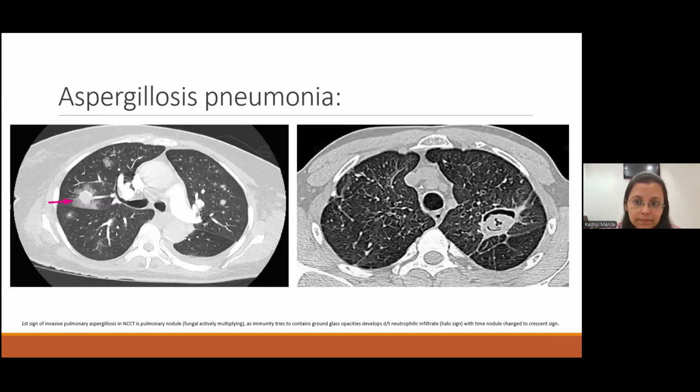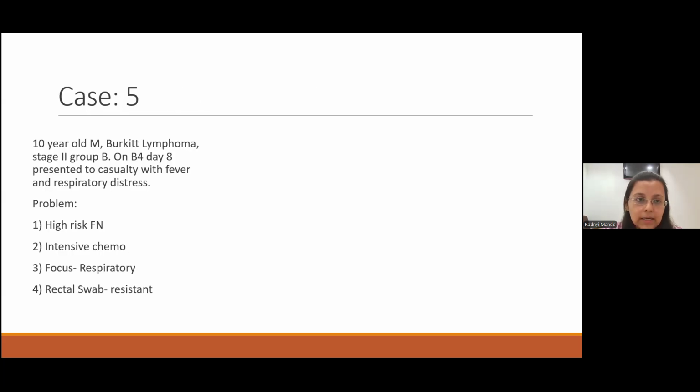So this is again a nodule which you can see here in aspergillosis pneumonia. Next case is that of a 10-year-old male child with Burkitt lymphoma. He's stage 2 group B. On day 8 before cycle, presented to casualty with fever and respiratory distress. He has received intensive chemotherapy, so he's a high risk FN. Focus is respiratory, rectal swab is resistant.